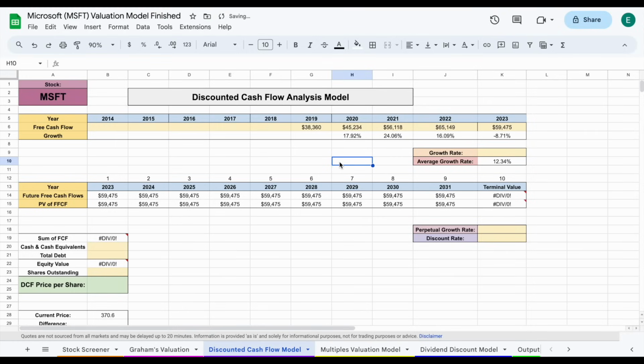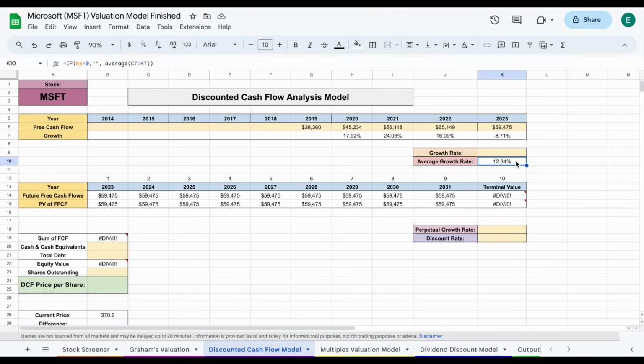Okay, so I've jumped forward and plugged in the last 5 years of historical free cash flow data for Microsoft. In some scenarios, maybe it'll make sense to plug in around 10 years of data if you need a better idea of the historical free cash flow metrics, but for Microsoft, 5 years is plenty of data. Now we can see our year-over-year free cash flow growth. We have years with around 18%, 24%, 16%, and the most recent year, it was down around 8.71%. So overall, pretty solid growth, even though we had 1 year of declining free cash flow. That's an average growth rate of around 12.34%.